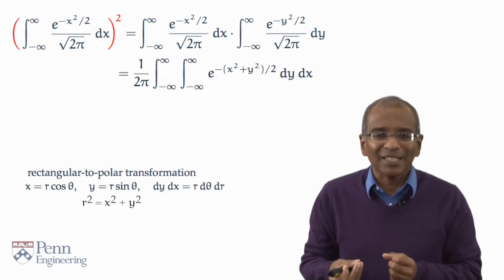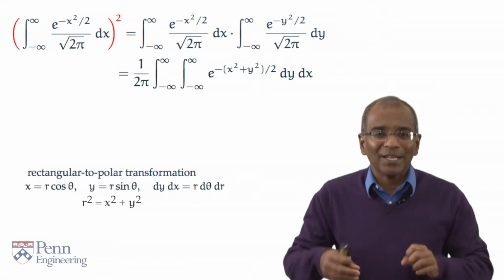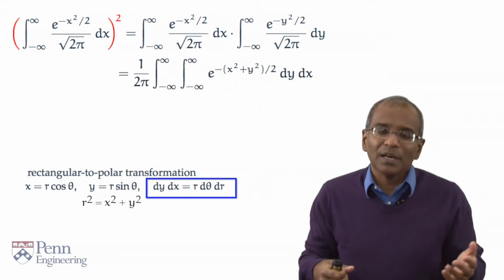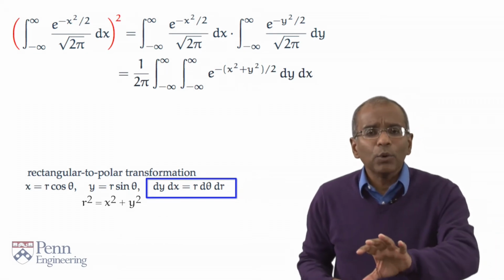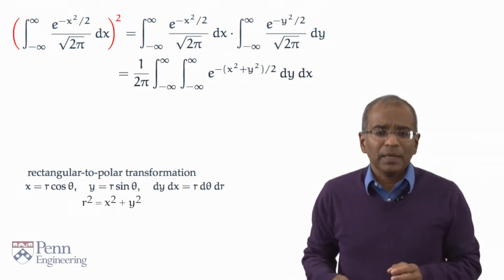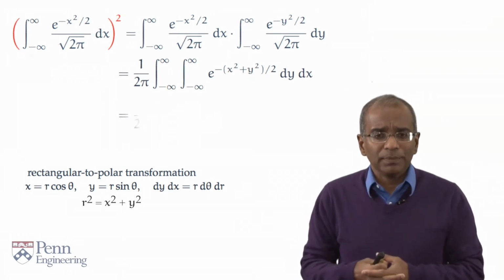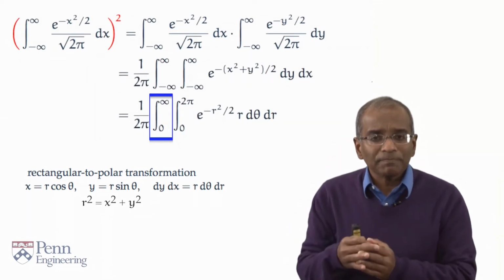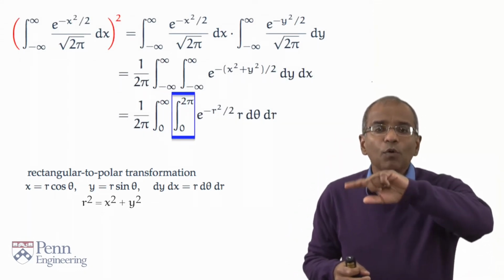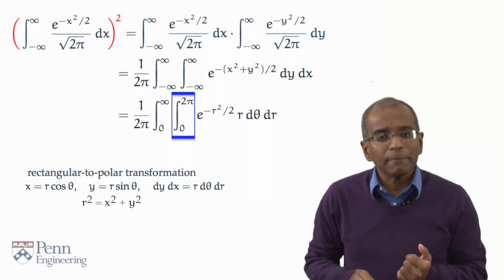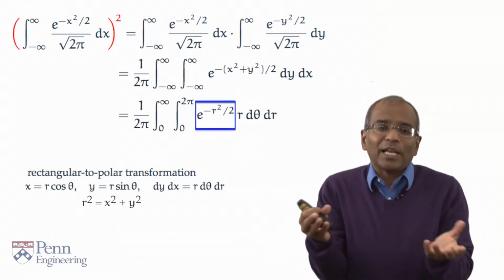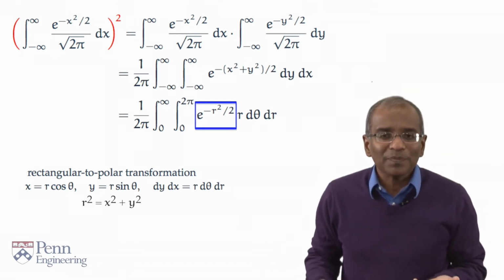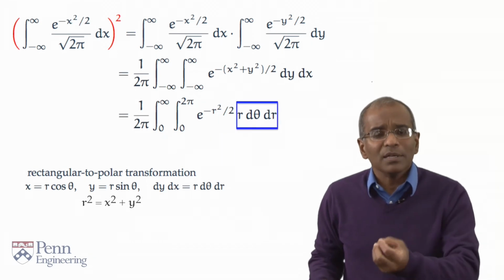And now here's where the circle comes in. That is the radius squared of a circle. Excellent. And dy dx becomes r dr d theta. And therefore, by going to a polar system, we obtain 1 over 2 pi outside the integral. The integral over r runs from radius 0 to radius infinity. The inner integral over theta runs over all angles from 0 to 2 pi. The integrand, well, x squared plus y squared is exactly r squared. It becomes e to the minus r squared over 2. And dy dx becomes r d theta dr.